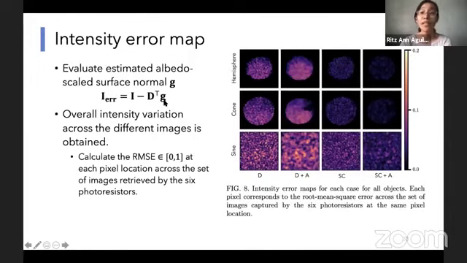G, the albedo-scaled surface normal estimated using the photometric stereo algorithm. As we can see here, again, the semi-calibrated plus apodized case gives the best results. This is a plot of the root mean square error across all the images captured by all detectors for each case and for each object. So the lower the values, the better, right?